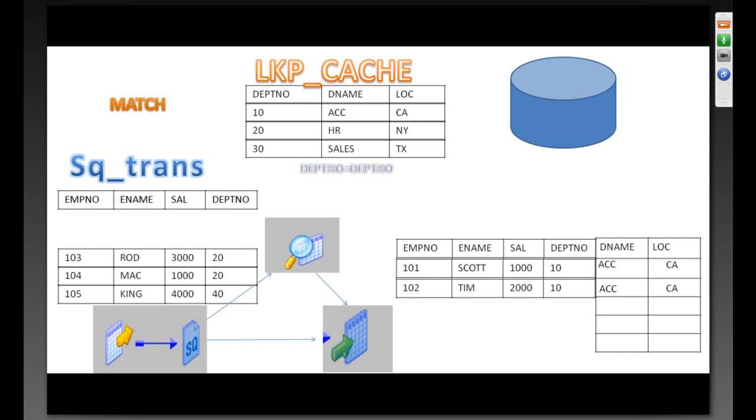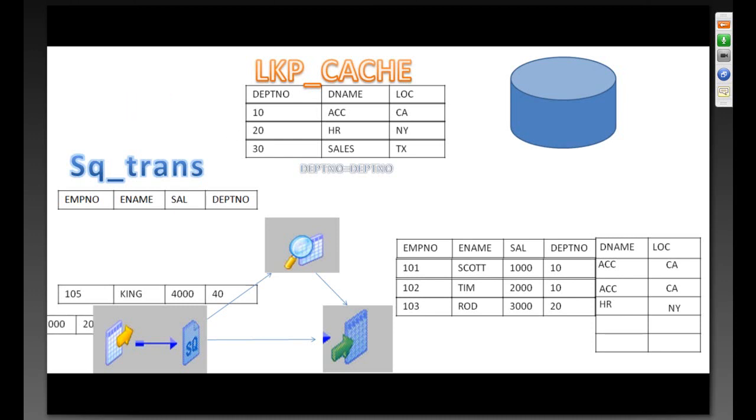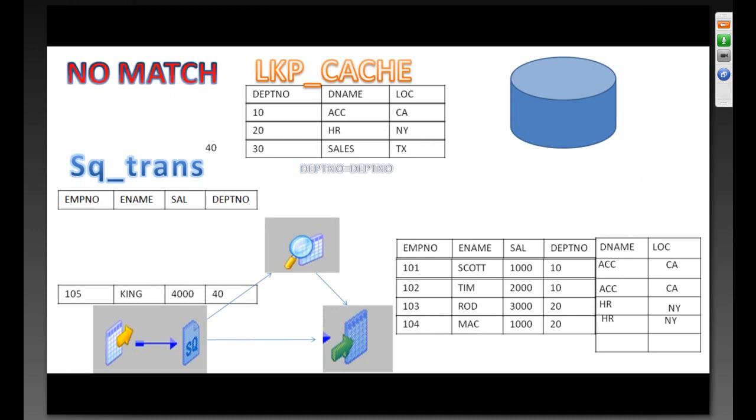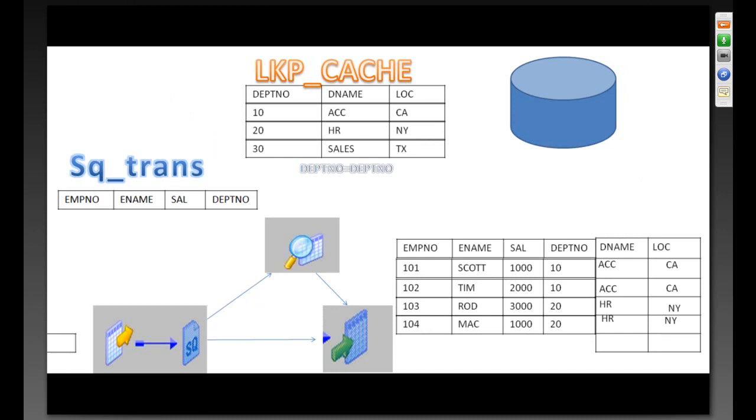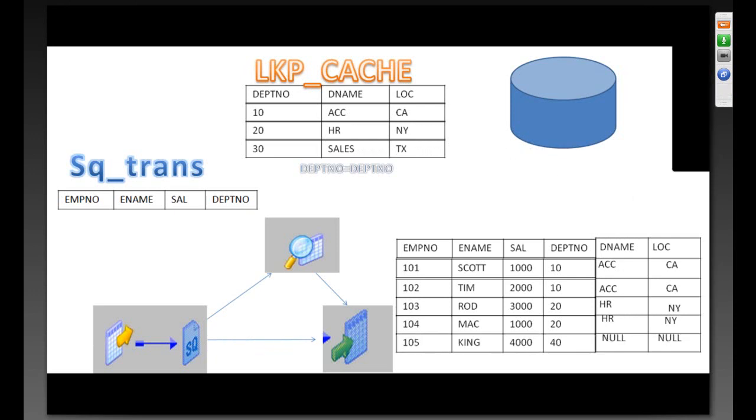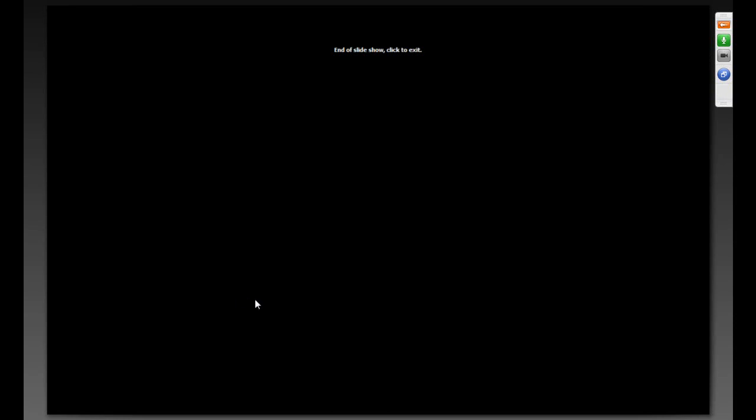Right, so it's going to verify with 20 and it's a match, and now it's going to take the values of that record. Every record will go to the lookup cache, verify the value, and get the appropriate values. Now here is 40. So 40 doesn't have a match. In this case, since it's a passive transformation, it's going to give the null values to the lookup transformation.